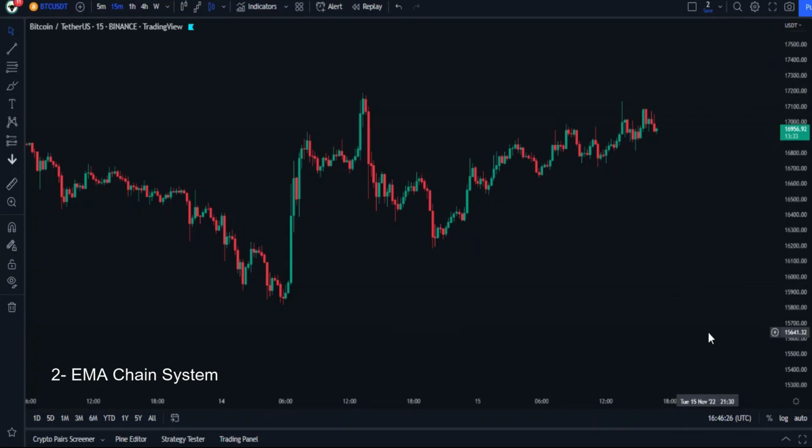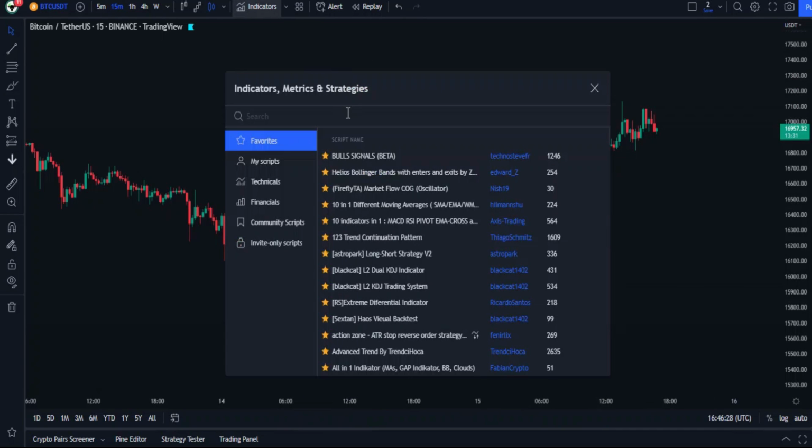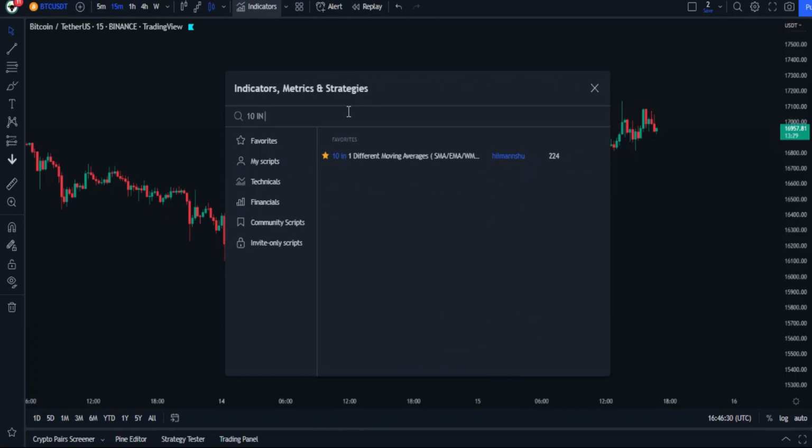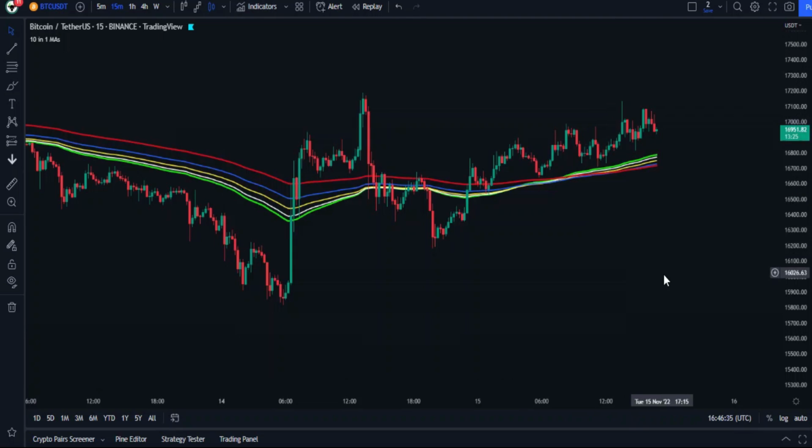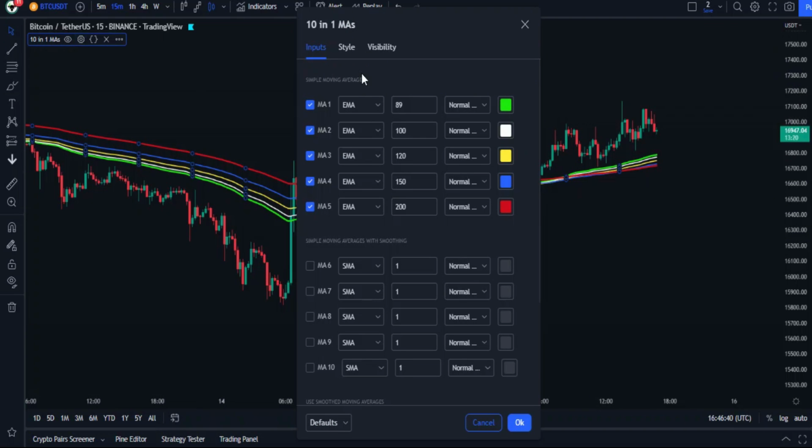The second system in this video is the EMA chain system, which is one of the most common systems for determining the direction of the trend. And to apply it, search for the 10-in-1 moving average indicator. After finding the indicator, open its settings, activate 5 moving averages, and from the drop-down list, make sure to choose the EMA indicator for each one. As for the values, they should be as follows: 89, 100, 120, 150, 200.